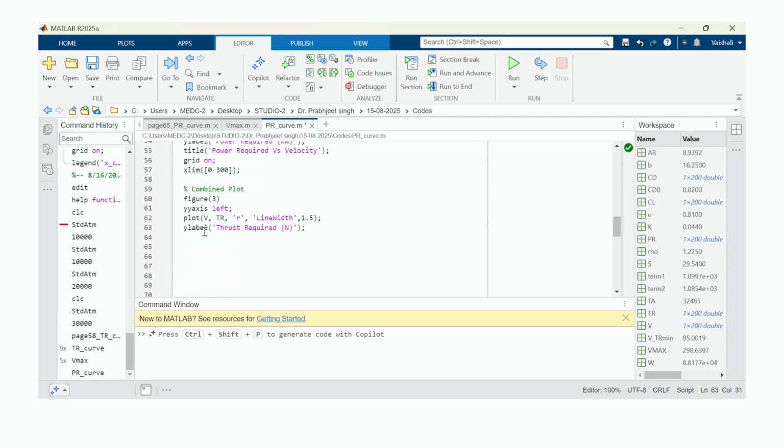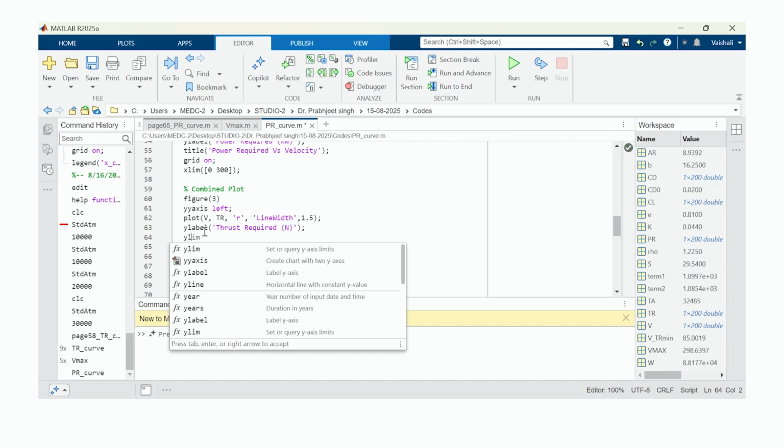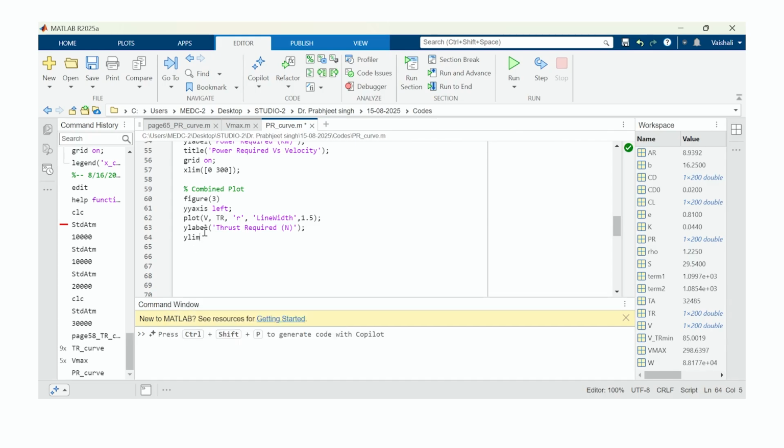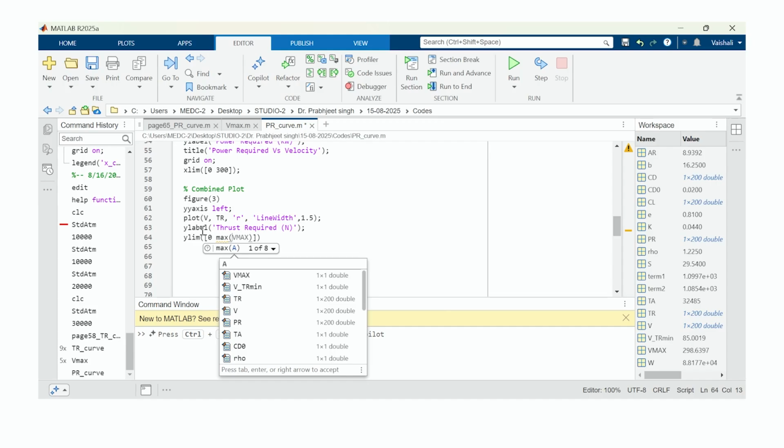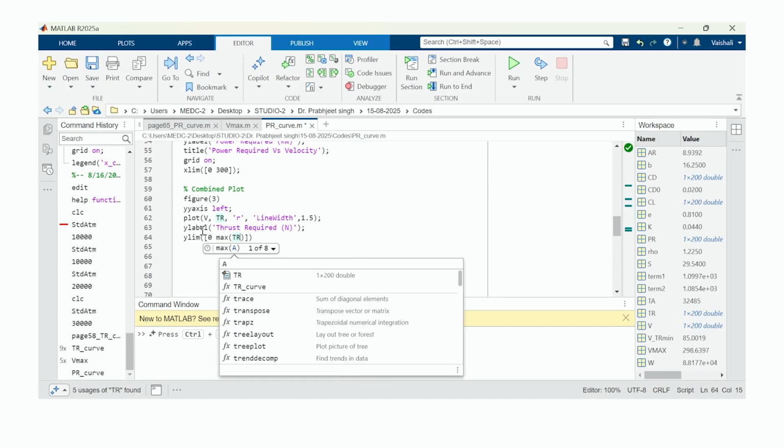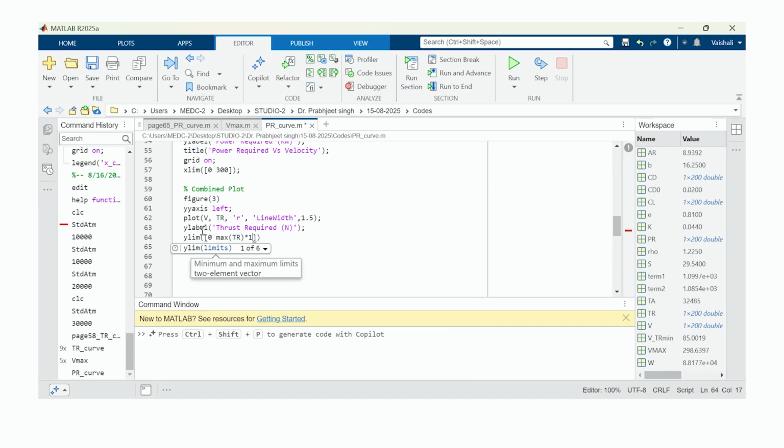And let me denote the limits to y limit. Okay, let me write here 0 to maximum of thrust required. I am multiplying by 1.1 so that it can be easily viewable. Alright, okay, now we are done with the y-axis left.